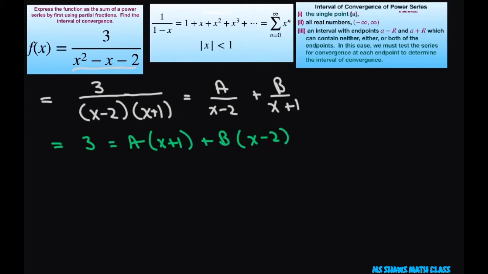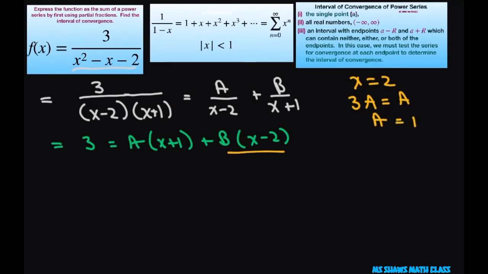Now let's let x equal 2. If x is 2, this B goes away, and you're going to get 3A equals 3. So A is going to equal 1.